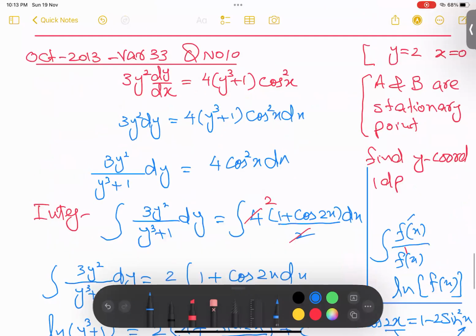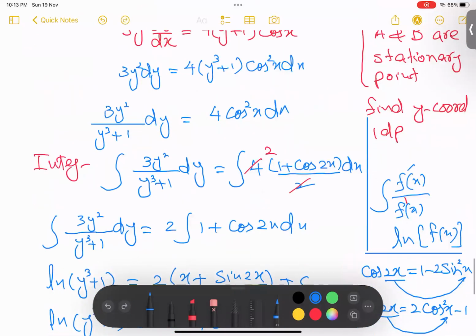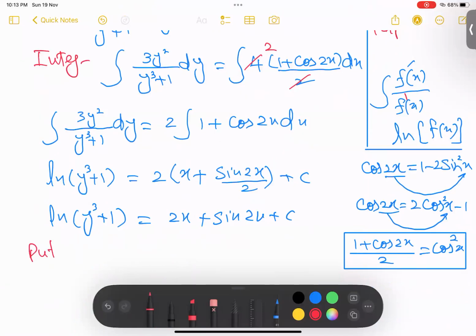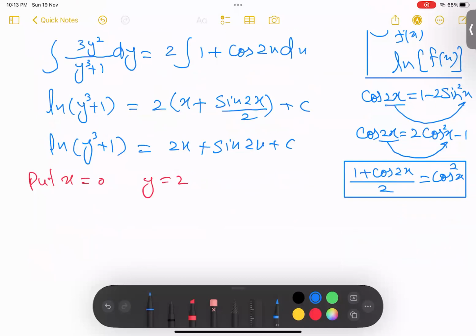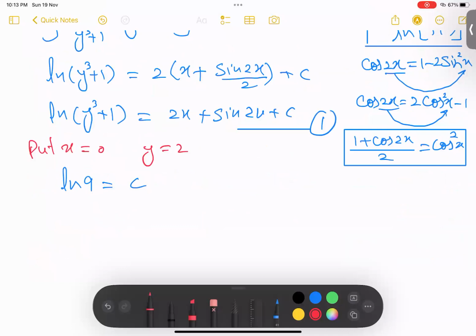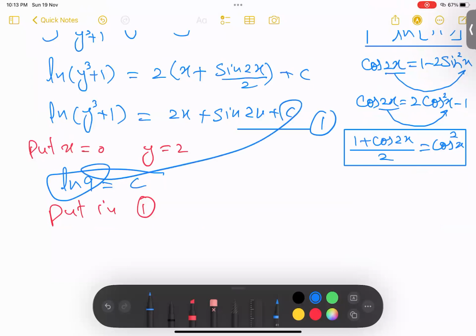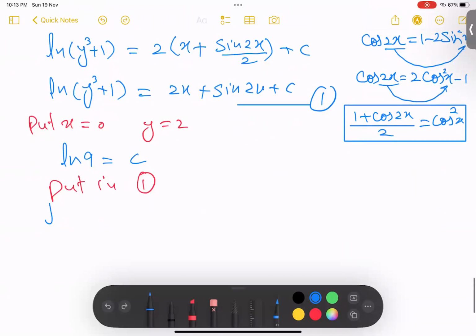Now I think I can complete it. And this data, I did not use x = 0, y = 2. I'm using it here. So put x = 0, y = 2. When I put y = 2 here, 2 cube is 8, plus 1 is 9. I get the logarithm of 9. When I plug in 0 here, it is gone. So c becomes ln 9, and this value I'm going to plug in. So when I put this whole thing in, it will turn out to be this format: logarithm of y cube plus 1 equals 2x plus sine 2x plus ln 9.